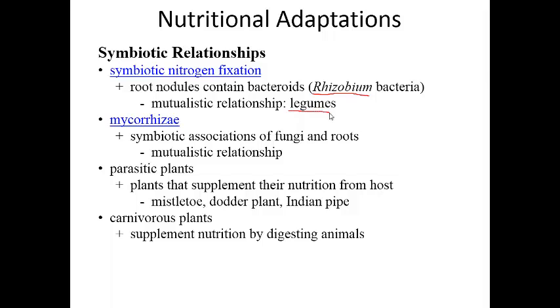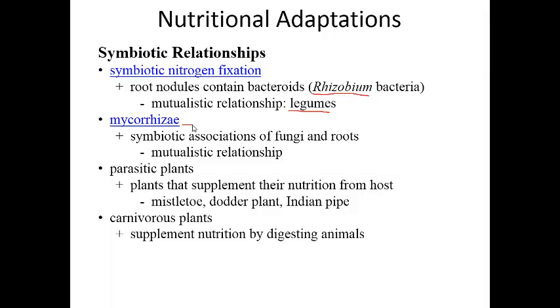They're going to have high protein concentrations because they have a symbiotic relationship in which they have nitrogen-fixing bacteria growing on their roots, which allows them to take in more nitrates, more nitrogen than other plants. A second symbiotic relationship is mycorrhiza. We've learned about mycorrhiza in the past. It's a symbiotic relationship between fungi and the roots of plants, and we know that this fungi increases the surface area of the roots, which is going to allow the plant to take in more water, to take in more nitrates and other nutrients from the soil.